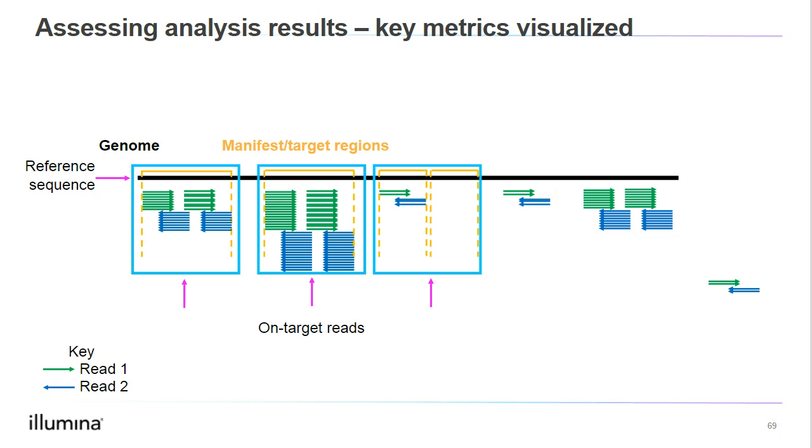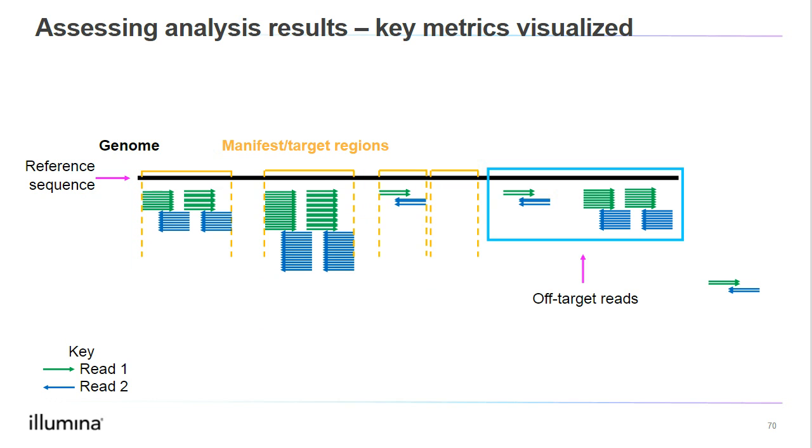On-target reads align to regions defined in the manifest file. So these are the regions we want to sequence with the panel that we're using. Off-target reads still align to the reference sequence, though they do not align to the regions listed in the manifest file. So these are reads that are not within the target area of the Amplicon panel.